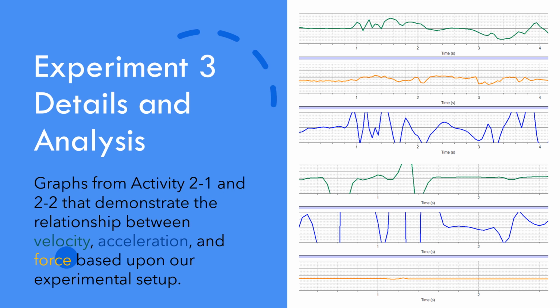So what went wrong? There could have been interference with the motion detector if we were too close to it when we initially started the experiment. And we also didn't catch the cart in time, so it hit the end of the ramp, which could have given us some faulty data towards the end there as well.